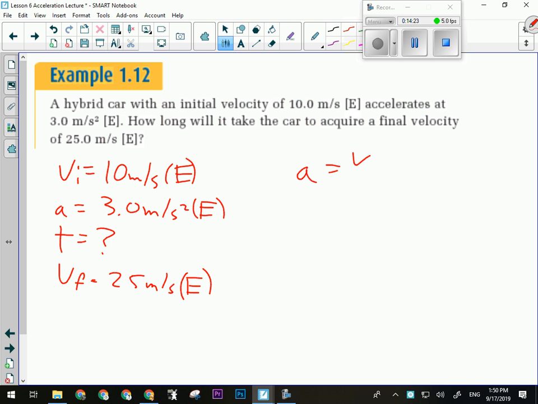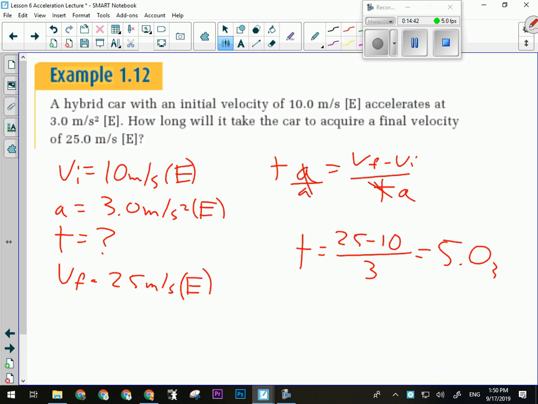We'll be using this formula and manipulating it for t. So I'll multiply both sides by t, divide both sides by a, and I'll have that. So we'll have 25 minus 10 divided by 3. 15 over 3, 5.0 seconds. Well, I don't know what that's seconds.